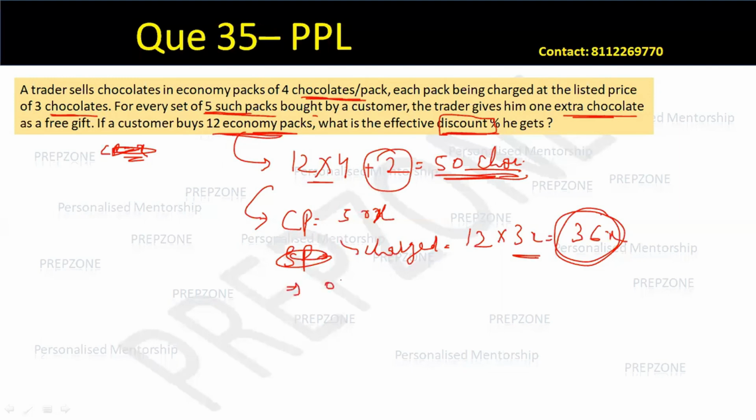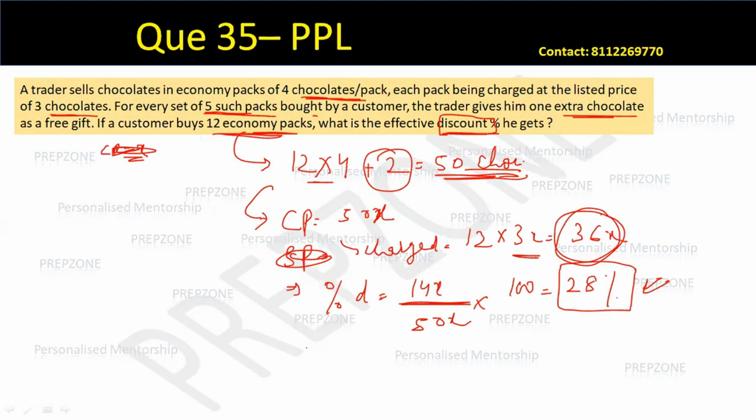So the discount is 14x. Discount percentage will be 14 by 50 into 100. So this is how much? This is 28%. And तुम्हारा आंसर क्या आया था?